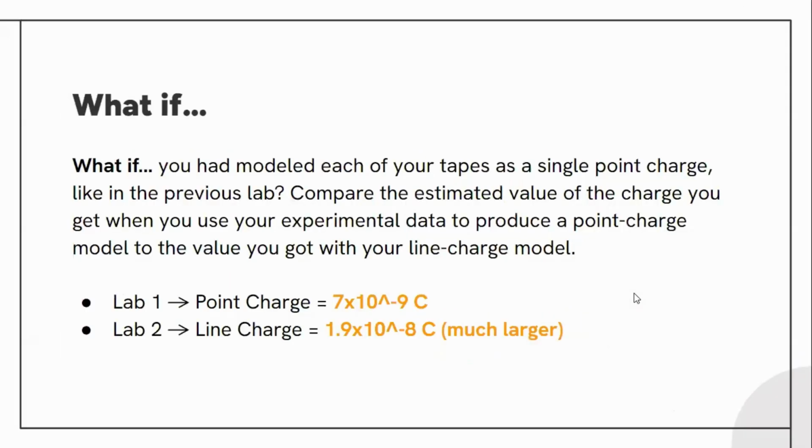Conclusion. What if you had modeled each of the tapes as a single point charge like in the previous lab? For lab 1, we calculated the value of the point charge as 7 times 10 to the negative 9 coulombs, and for lab 2, where we considered the tapes as a line charge, we calculated this value to be 1.9 times 10 to the negative 8, which is a much higher value than the value for lab 1.